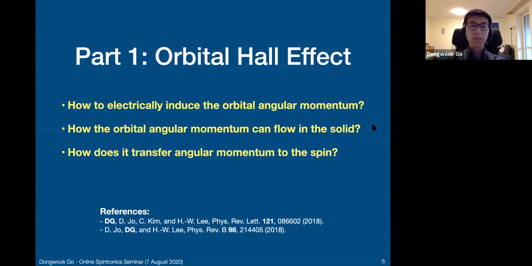How can we generate orbital angular momentum in the solid through the interaction of the orbital and the lattice? Secondly, how does it flow in the solid once we generate it? Finally, how does it transfer its angular momentum to the spin part of the wave function? So actually, the research on the orbital Hall effect didn't start from nothing.